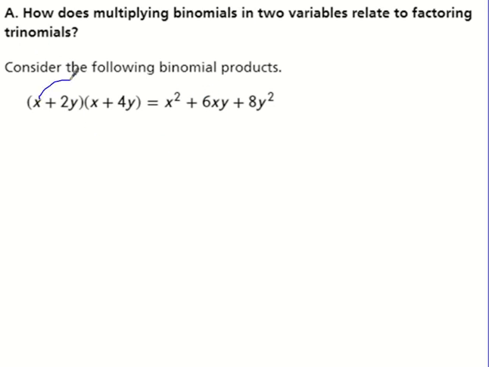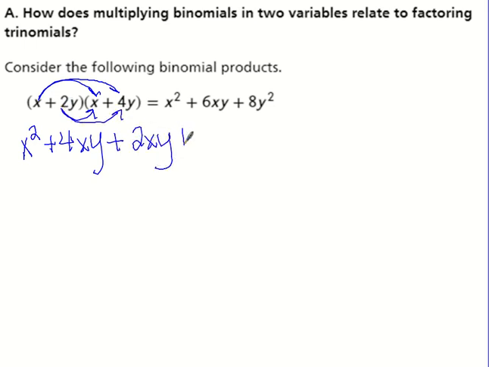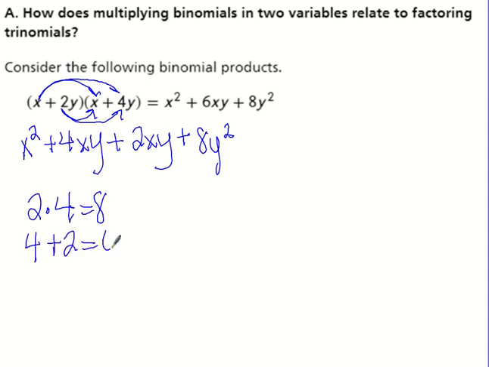So I'll show you. What if I multiply here, there's my x squared. And if I multiply here, I get plus 4xy. If I multiply here, I get plus 2xy. And I multiply here, I get plus 8y squared. 4 times 2 is 8, and y times y is y squared. So you'll see, look, product: 2 times 4 is 8, and 4 plus 2 is 6. And look, there's my 6, and there's my 8.